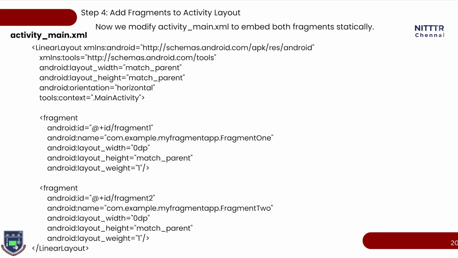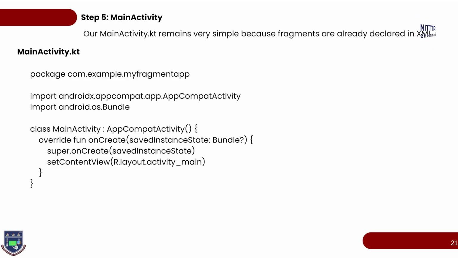For example, com.example.myFragment application.fragment1. Okay, so this is the name of the application. Afterwards, we have layout_weight equal to 1. This makes both the fragments share the equal screen space. Then next we have the main activity. Actually, our MainActivity.kt remains very simple, because the fragments are already declared in the XML. Now when you execute this file, you can see the result.